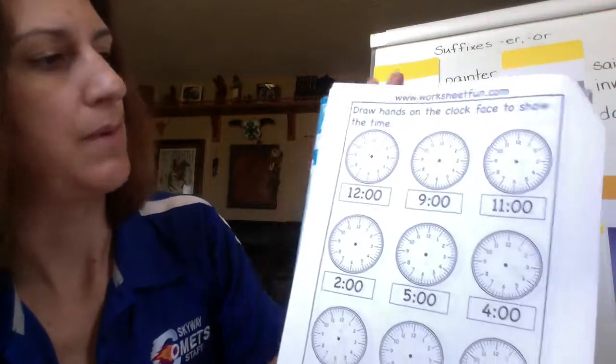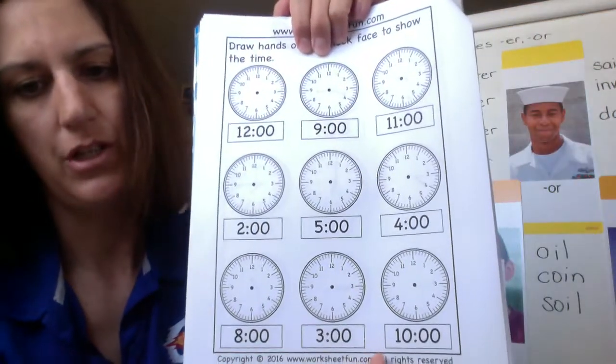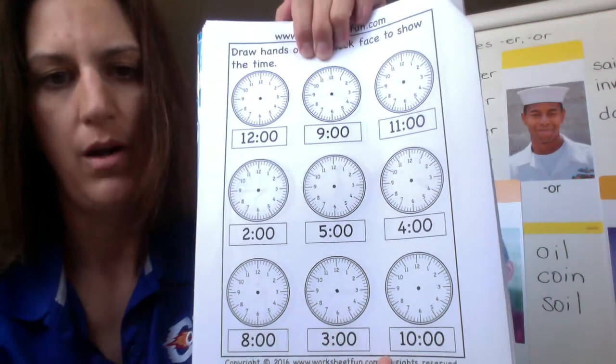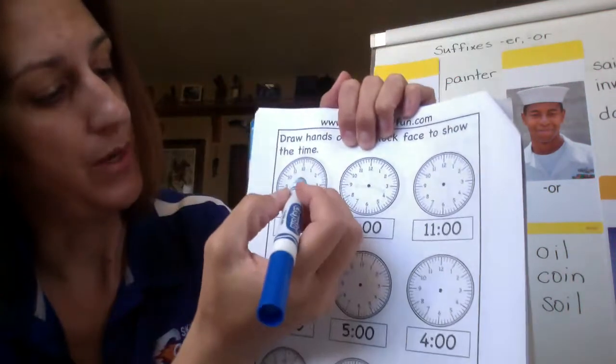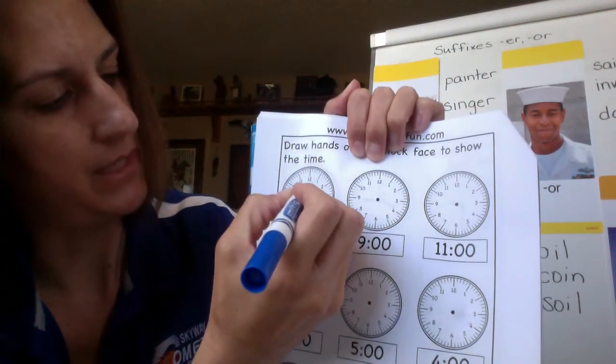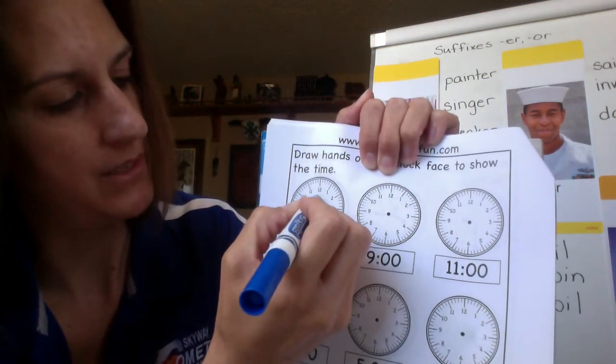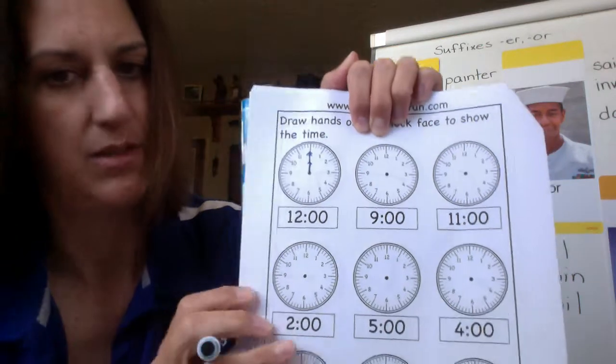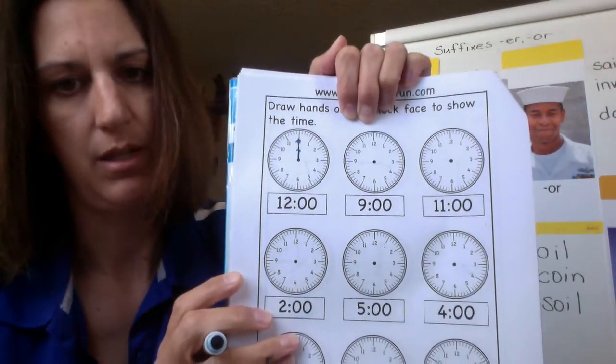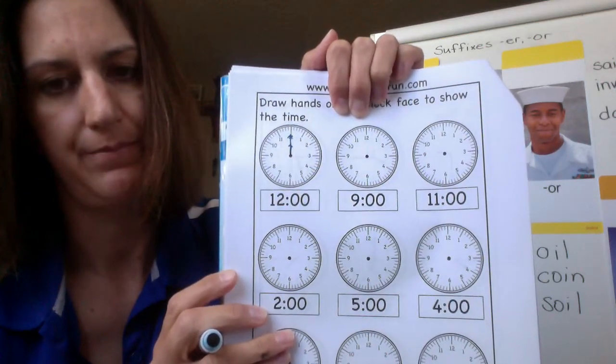So this one goes back to easy. You're just going to do the time to the o'clock. So 12 o'clock. This is when we have to use our arrows. There's my hour hand to the 12, and then my minute hand to the 12. So 12 o'clock, they're both pointing up there.